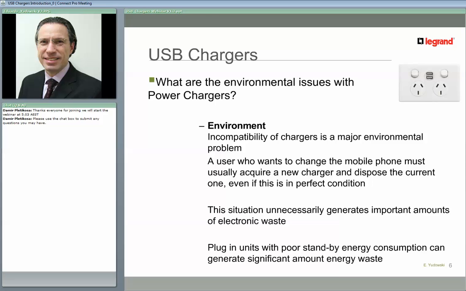This situation unnecessarily generates an important amount of electronic waste. Plug-in units with poor standby energy consumption can also generate a significant amount of energy waste. Standby power is a very hot topic as well, and we all need to reduce standby power as much as we can.